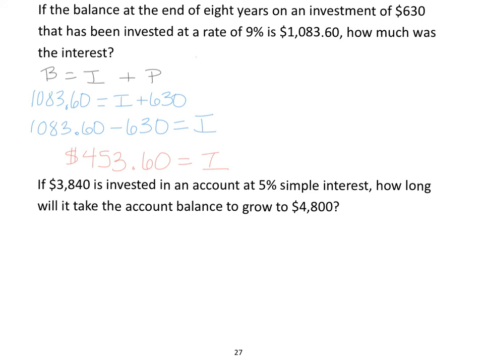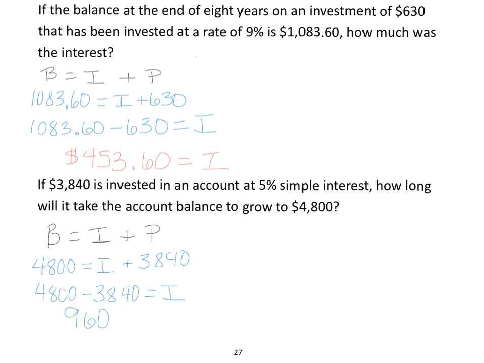The last problem. If $3,840 is invested in an account at 5% simple interest, how long will it take the account to grow to $4,800? Once again, we know that balance equals interest plus principal. And they told us that the balance is $4,800. We don't know the interest, but we know that the principal is $3,840 because that's what was deposited. To get interest, we can take the balance of $4,800, take away the principal, $3,840, and that tells us that the interest is $960.